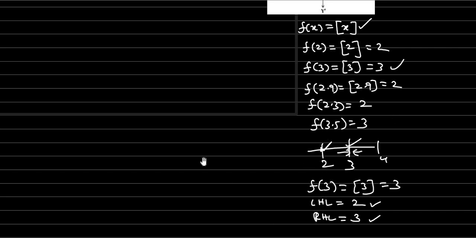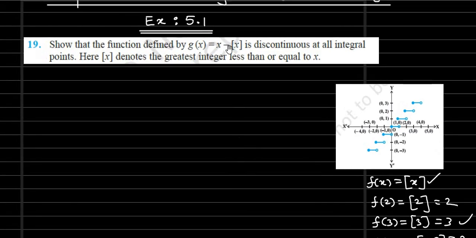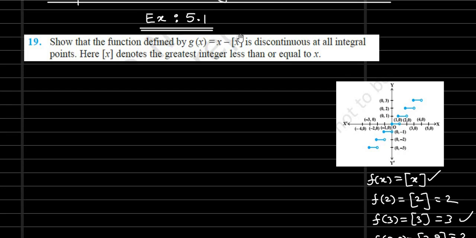Okay, now here the combination of x and the greatest integer is given. Since the greatest integer is there, obviously it is going to be discontinuous. So now, given g of x, how many integers do we have throughout the real line? Infinite integers. So we can have a common name. Let c be any integer. Any variable is fine. Okay, let c be any integer.